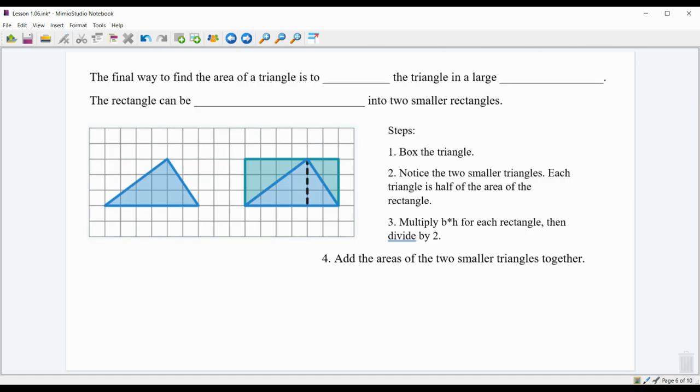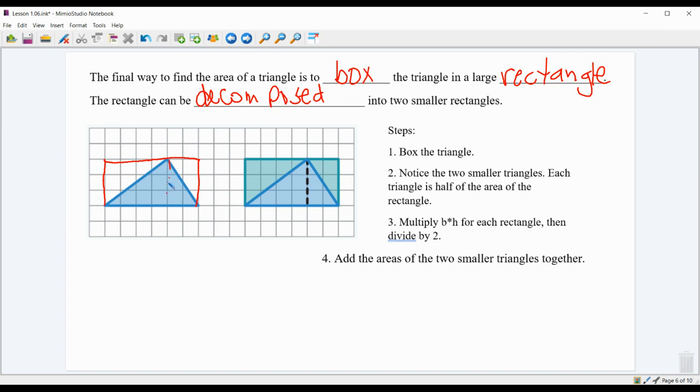Here's the third method. This one can be a little bit confusing for people, so hopefully if I highlight, you'll see where I'm going with this. The final way, I'm going to call this the box method. You box the triangle in a large rectangle, and then that large rectangle can be decomposed into 2 smaller rectangles. So here's what you do. You start at the left-hand side and you draw a line straight up. Oops, that's not so straight. Go up to the top of the triangle, go across the triangle, and stop at the right-hand edge and draw the line down.